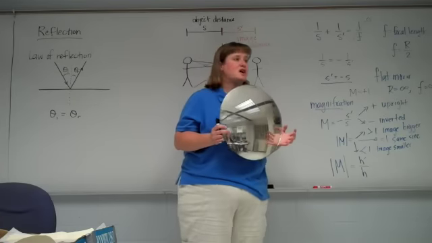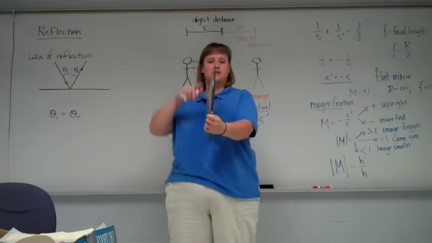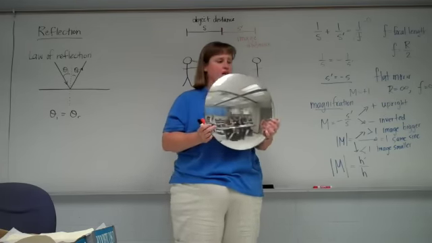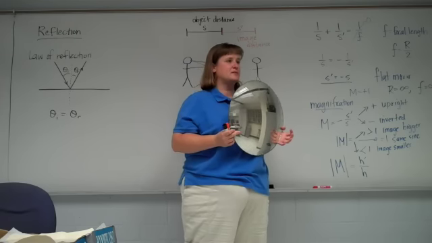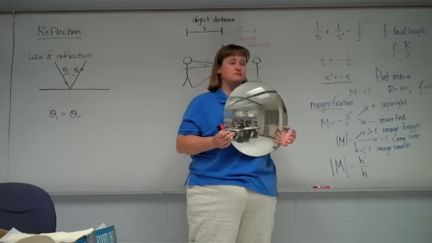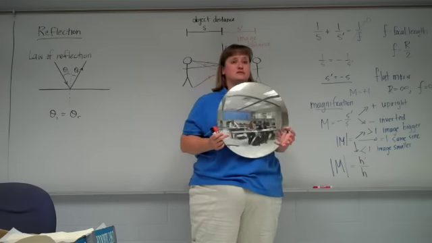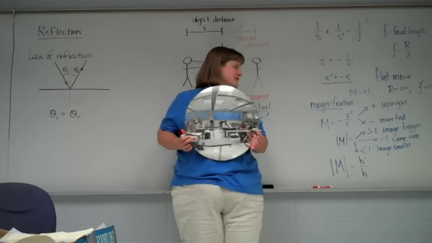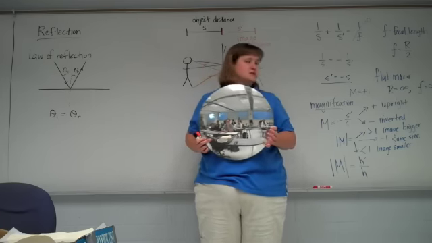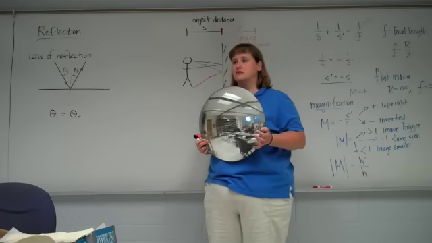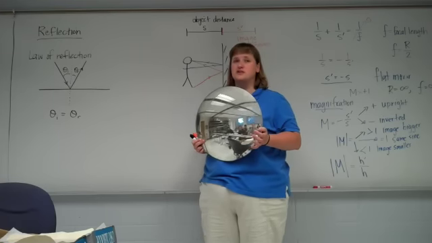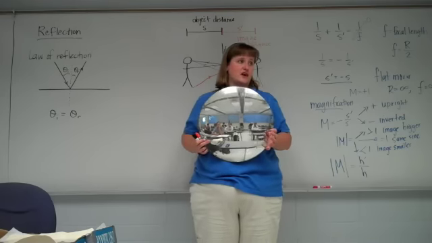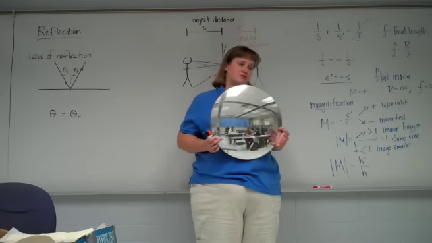This mirror is called a convex mirror, a mirror that bends out towards you. If you look at your image in here, number one, are you upright or inverted? Upright. Okay, you're upright. Should your magnification be bigger than 1, equal to 1, or less than 1? Less than 1. So your image is smaller than what you actually are. Your image is right side up.